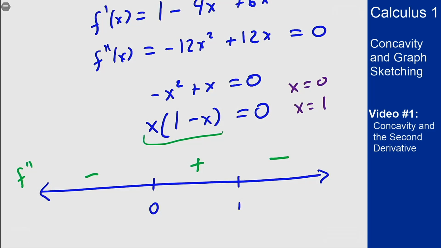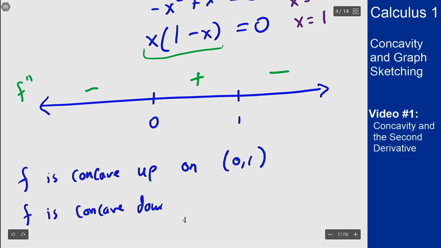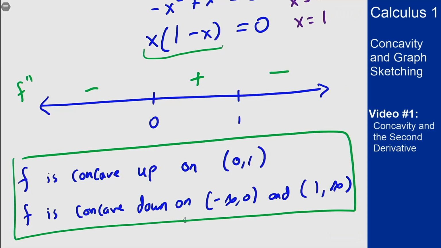So I will then conclude that f is concave up on the middle part here, from 0 to 1, and f is concave down on the other two parts, from minus infinity up to 0, and from 1 to infinity. That's the idea of concavity, what it looks like in terms of functions, and how we can use calculus, in particular the second derivative, to figure out where a function is concave up and concave down.